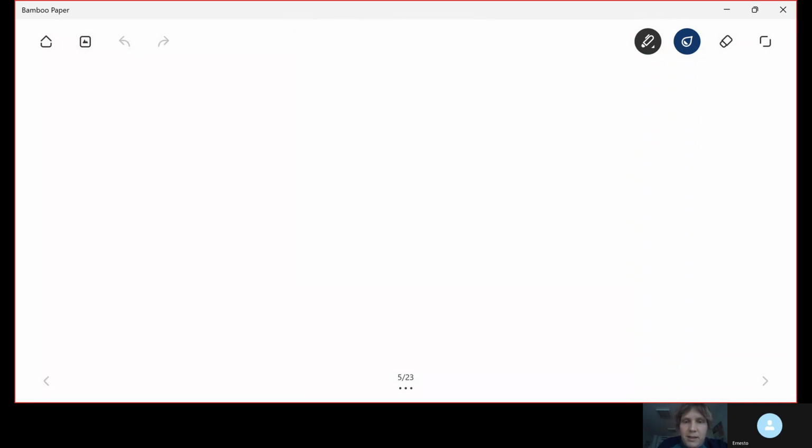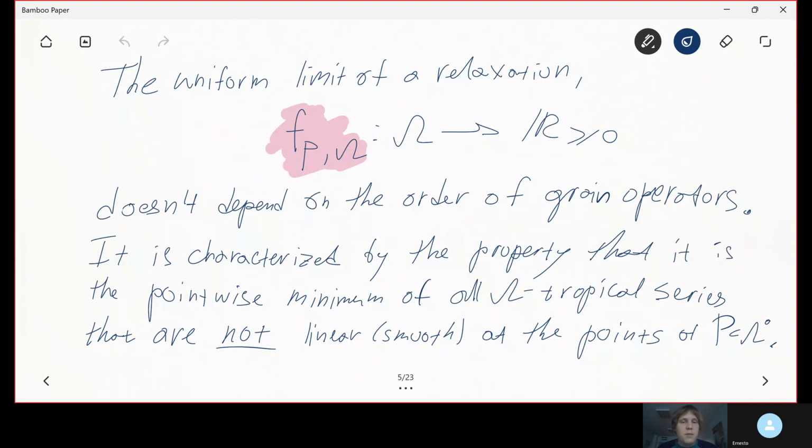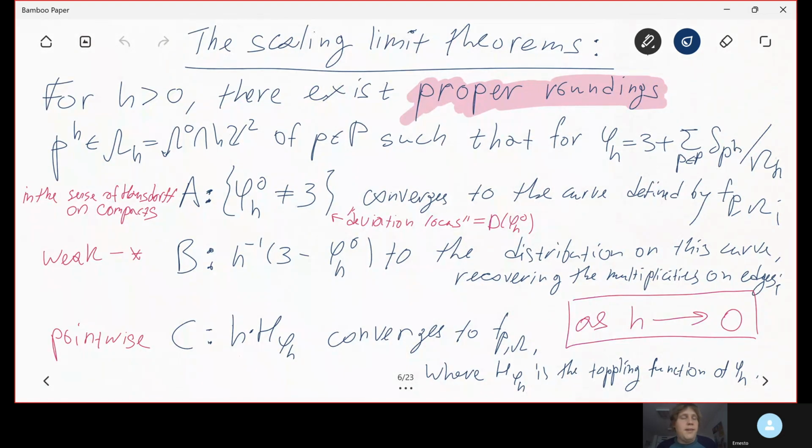So this was about the relaxations, and the result of this relaxation, FP omega. I just told a couple of minutes ago that it can be characterized uniquely as some omega tropical series, which is minimal in terms of the action, if you like, among those which are not linear at P. And we learned about this FP omega studying sandpiles. And this arises in the scaling limit theorems.